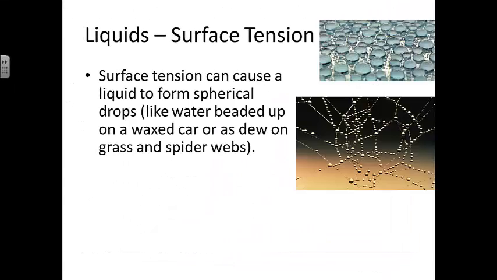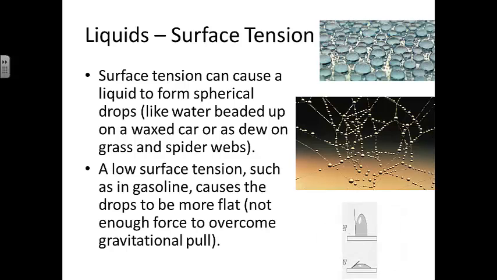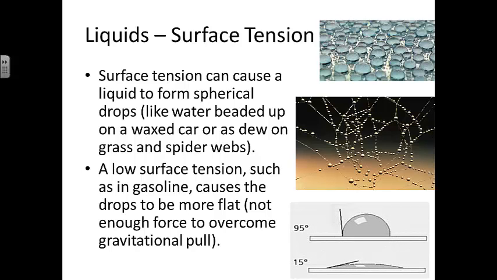Surface tension can cause a liquid to form spherical drops. In the spiderweb image, you can see these particles approaching a nearly spherical shape. In the upper picture, you can see water droplets beaded up on the surface of a waxed car. Now they have a flatter bottom because of gravity, but they do try to approximate a sphere. Low surface tension, such as what occurs in gasoline, causes drops to be more flat. There's not enough force to overcome gravitational pull.